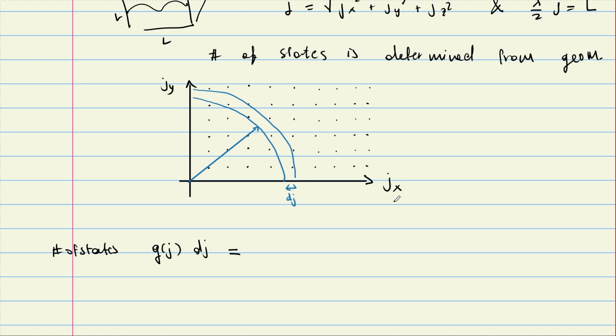Okay. First, in this two-dimensional drawing, I need to have 1/4 of the entire plane, because I only allow positive jx and jy. In the three-dimensional case, I have to divide it by 1/8, right? There are 8 quadrants. And times the volume inside this shell, which is just the area of this shell times the thickness. The volume is 4 pi j square times the thickness, dj.